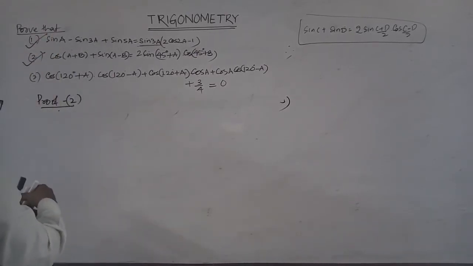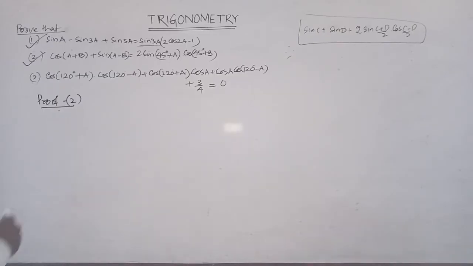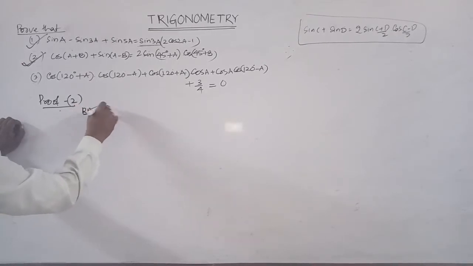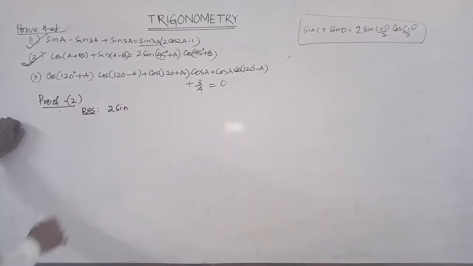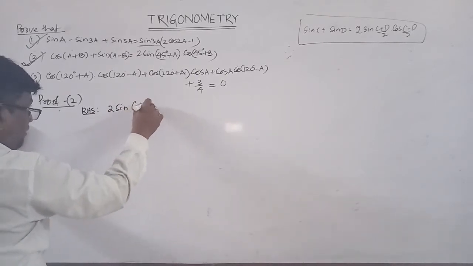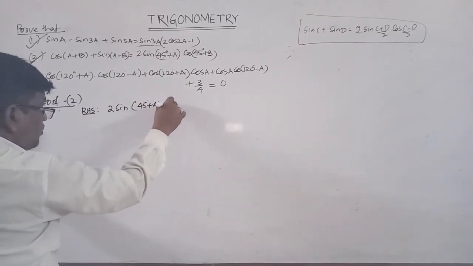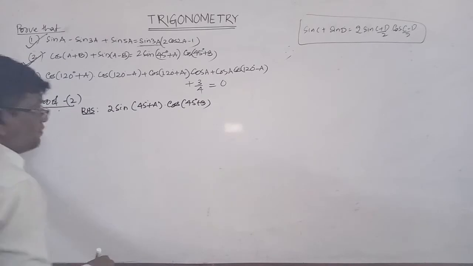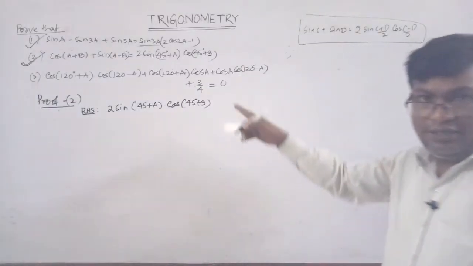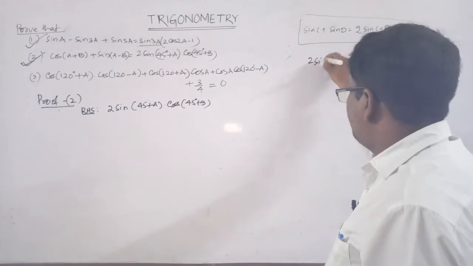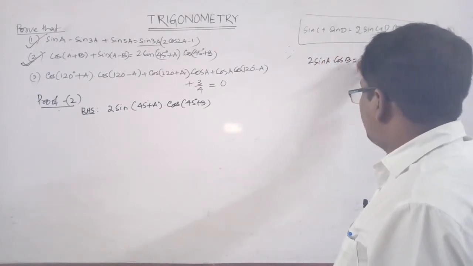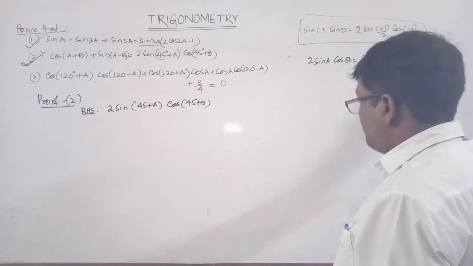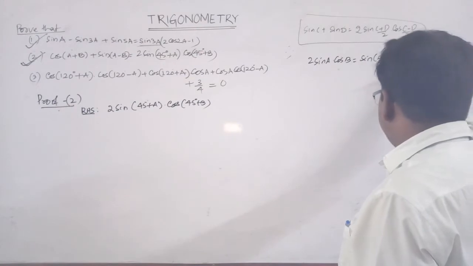Now the second one. Take the right hand side. What is the right hand side? That is 2 sin (45 degree plus A) into cos (45 degree plus B). What is the formula for 2 sin A into cos B? The formula is sin (A plus B) plus sin (A minus B).